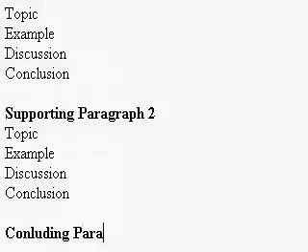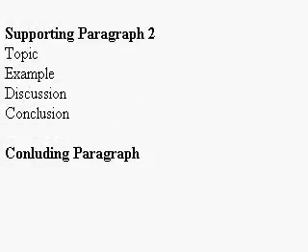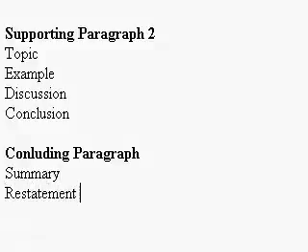Now the concluding paragraph only has 3 sections, and we're going to separate these again by sentences. The first is a summary, so it talks about what we talked about in supporting paragraph 1 and supporting paragraph 2. The second is a restatement of thesis, which is basically just saying the thesis in different words. And finally, we have a prediction or a recommendation.